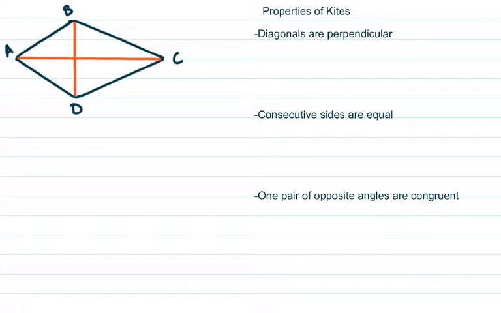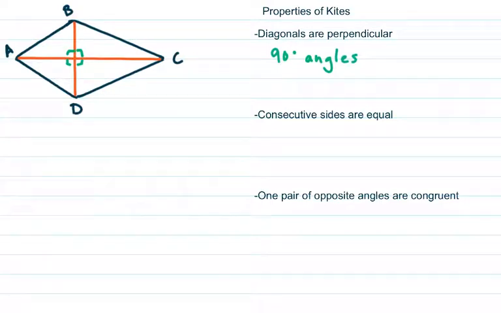So if I'm looking at the kite to the left and I'm looking at kite ABCD, the diagonals AC and BD are perpendicular, which means that they form a 90-degree angle. Okay, so here, here, here, and here.